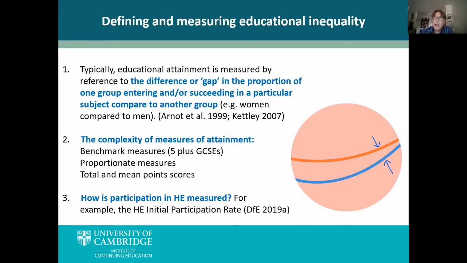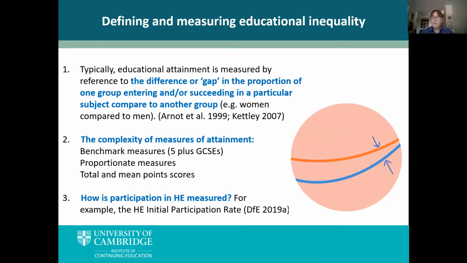And there are lots of ways of measuring educational achievement. The most common, preferred by the government, are called benchmark measures. And these take, for example, the proportion of students who achieve 5 grade C or higher GCSE exam results and compare it to those who don't achieve at that level.